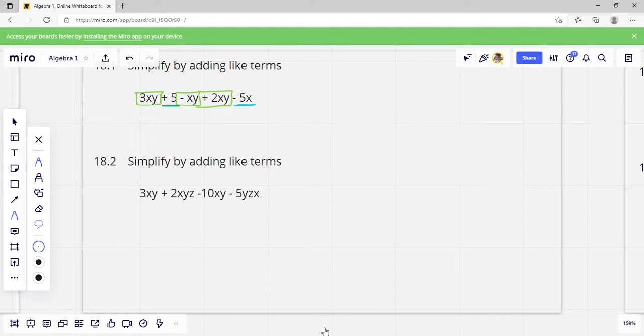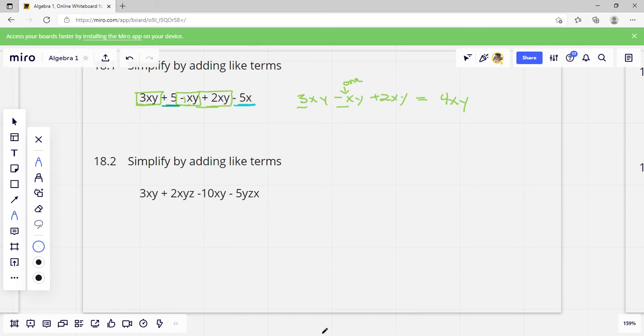So first I'm going to put my xy's together. So I've got 3xy and 2xy. And this one really means minus 1. I have 1xy right there. So I've got 3xy minus xy plus 2xy, right? If there's no number in front of it, remember that's a 1. So 3 minus 1 would be 2. 2 plus 2 is 4. So for that, I have 4xy. Okay, so those are all those put together.